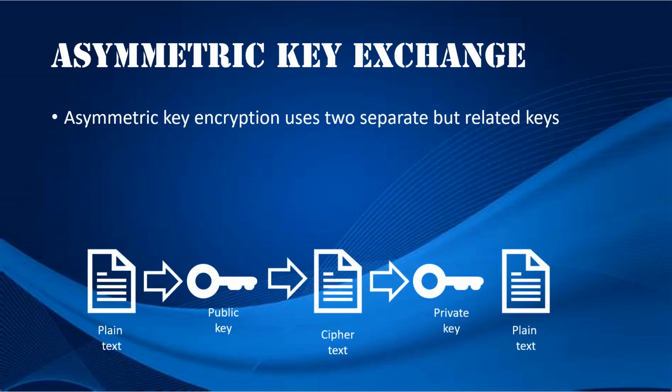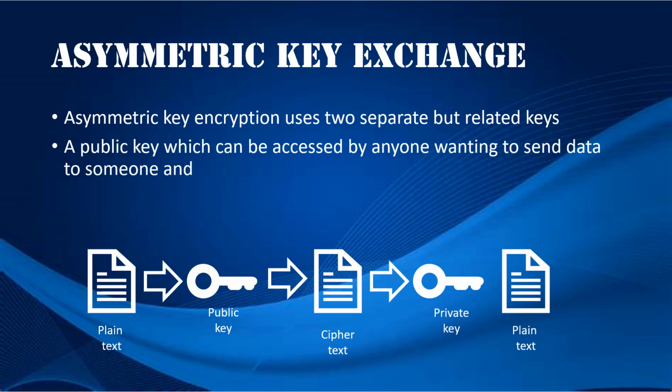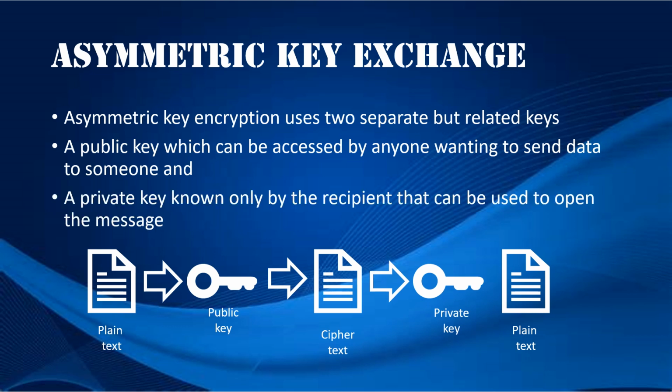Asymmetric key encryption uses two separate but related keys. A public key, which can be accessed by anyone wanting to send data to someone and used to encrypt that data, and a private key, known only by the recipient, that can be used to open the message that's been encrypted with their public key. This removes the need to send a key along with the ciphertext to the recipient. If the ciphertext is intercepted now, it won't be able to be read.